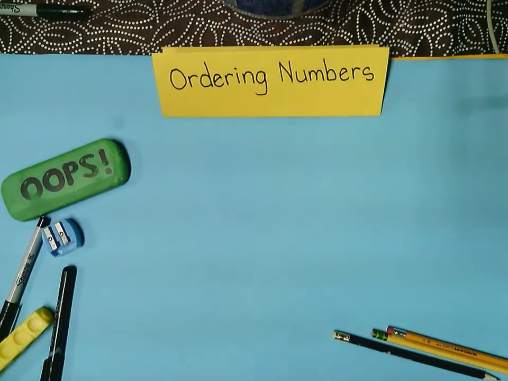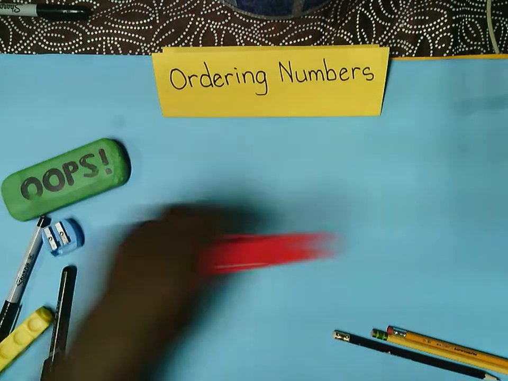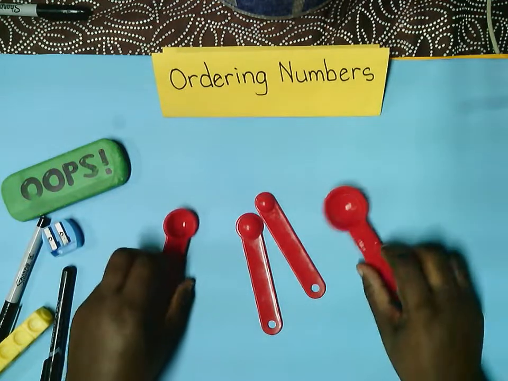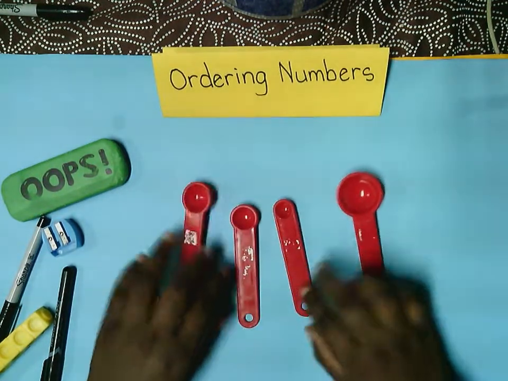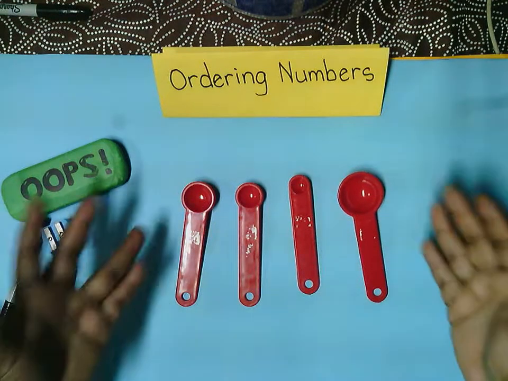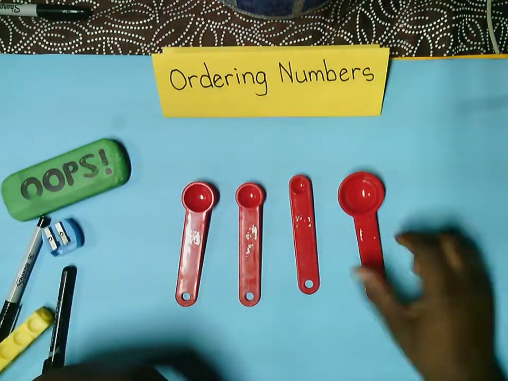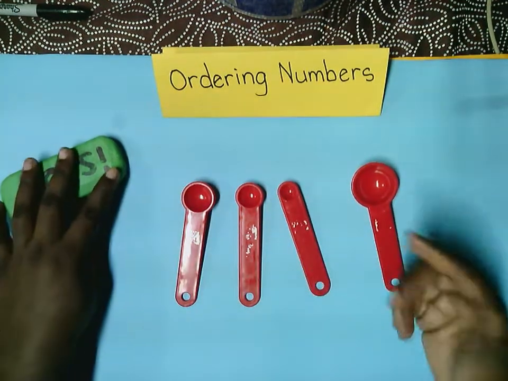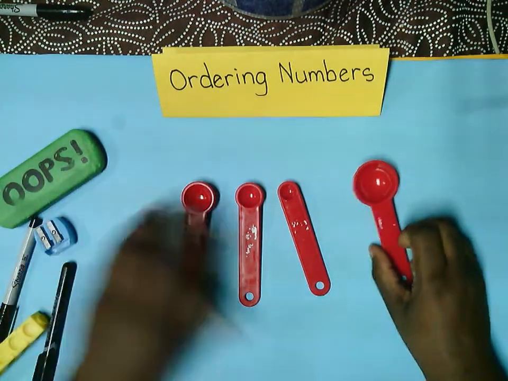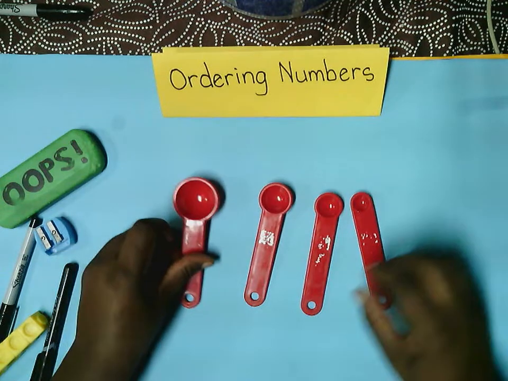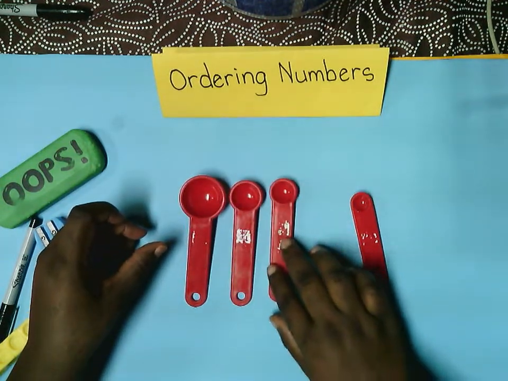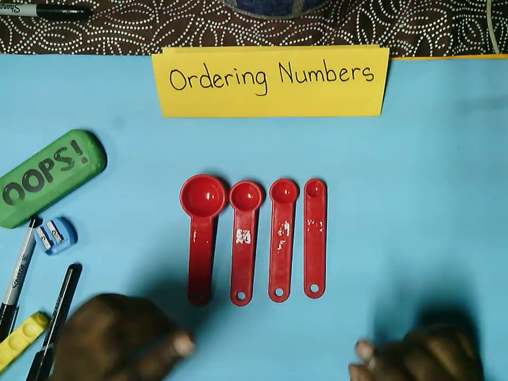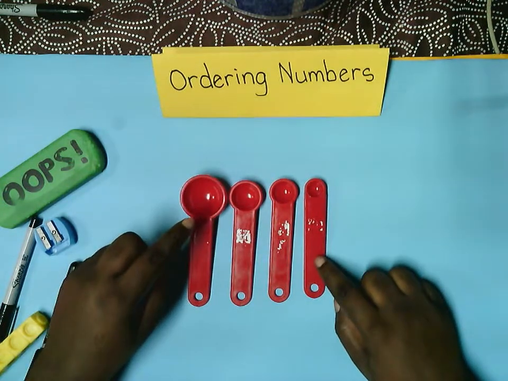So let me give you an example. I have this set of spoons, and as you can see, these are measuring spoons used for baking. Now I have these, and we can clearly see that these are different sizes. We can see that this is the largest one, and then these are smaller, and this is the smallest one. So what ordering means is I can put these, like this is the biggest, and then this is the next size, then this comes next, and this is the smallest. I just arranged these measuring spoons in order from the biggest to the smallest.